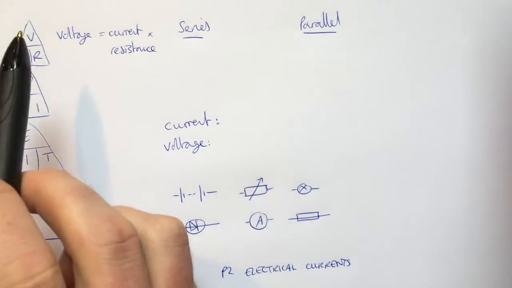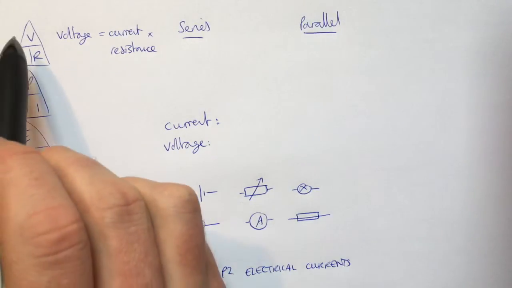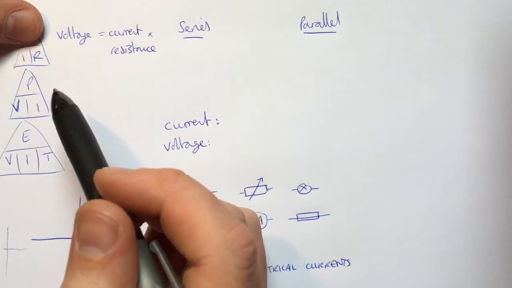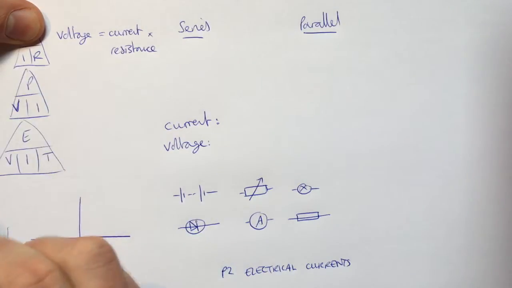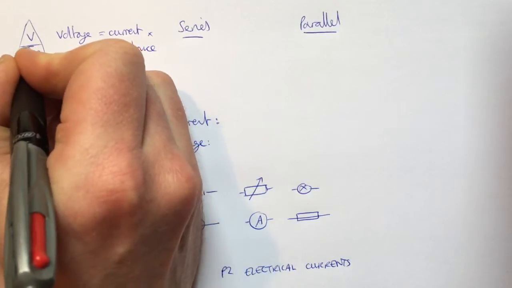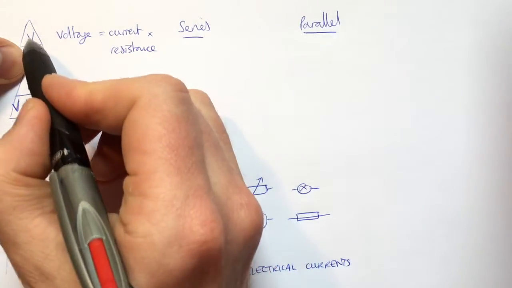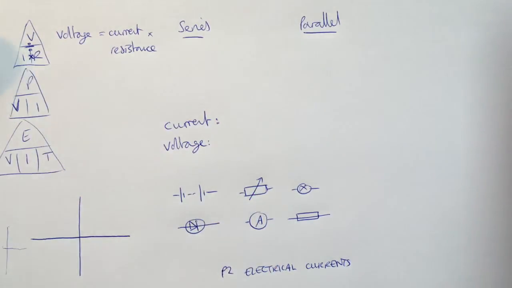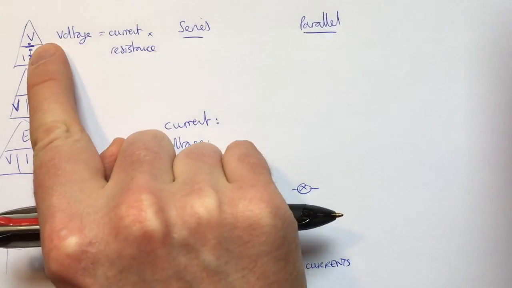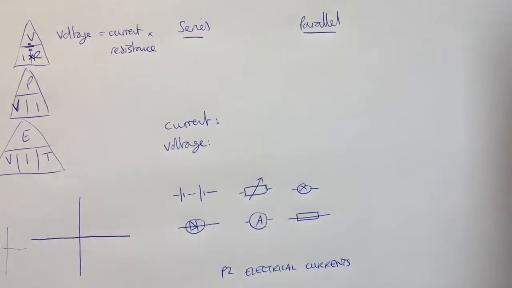So I'm assuming you're probably familiar with the triangles. If you want to know what voltage is, you cover voltage up and times the bottom two together. Remember, this line effectively means times and this one effectively means divide. So if you want to know what current is, cover up current, and current is voltage divided by resistance. And if you want to know what resistance is, cover up resistance, and resistance is voltage divided by current. So you could be asked to figure out any one of those.